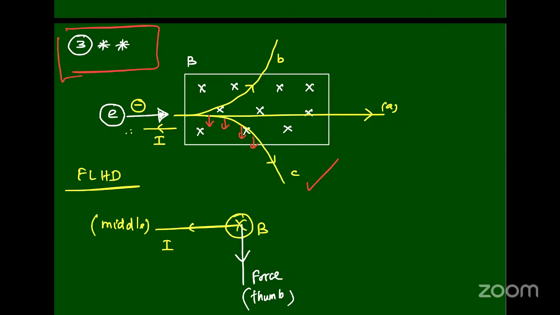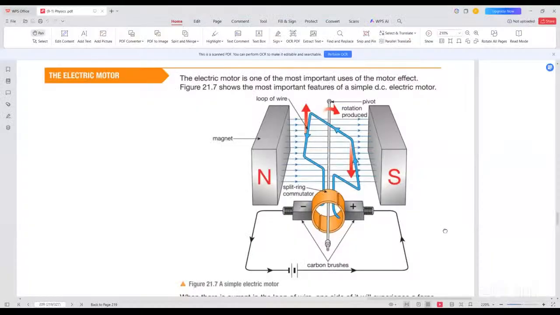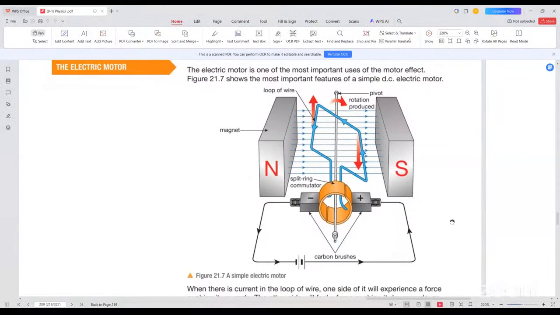Then we need to discuss the electric motor. So I'm going to switch to another screen here. Right, so these are the internals of an electric motor.